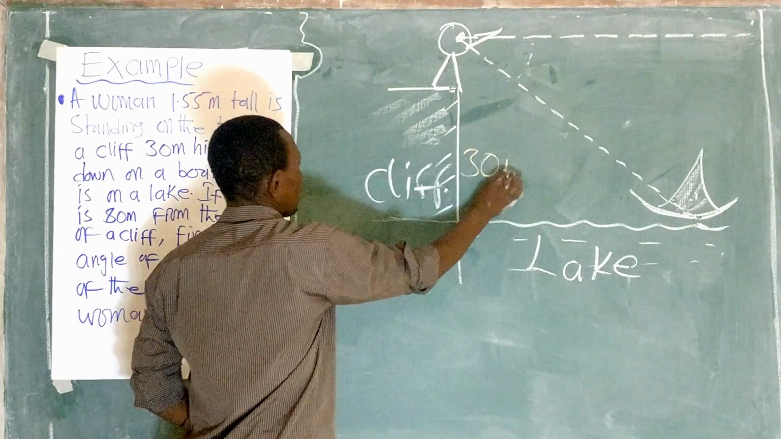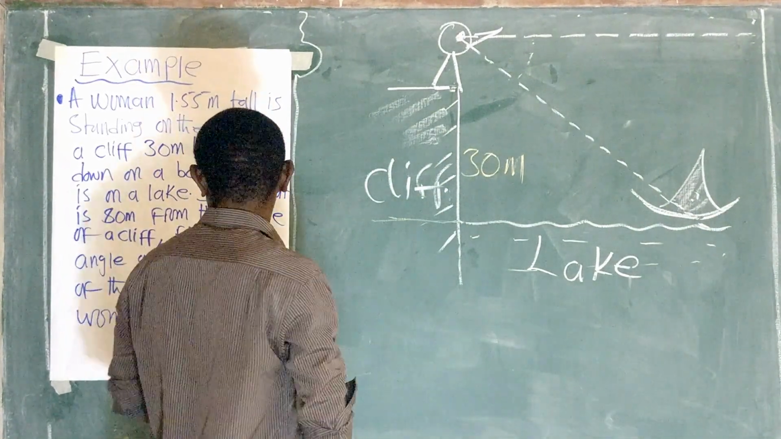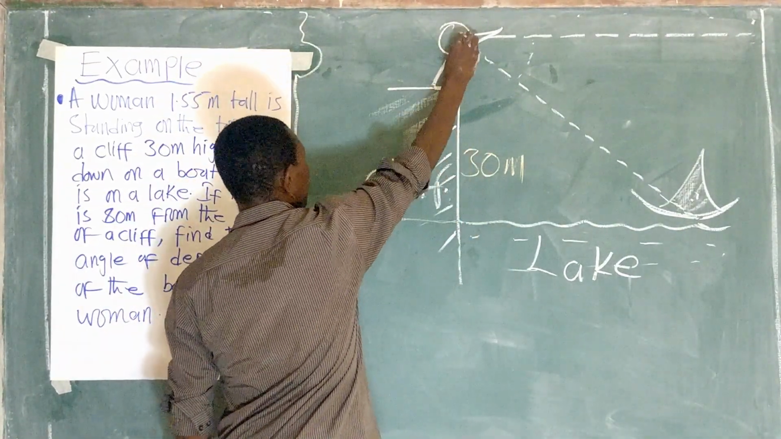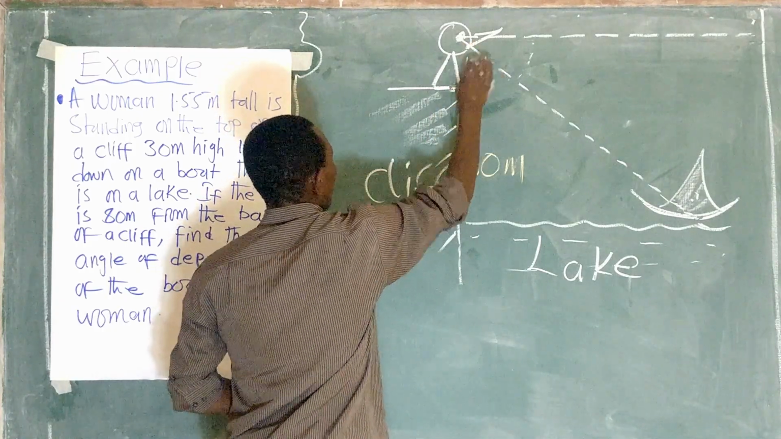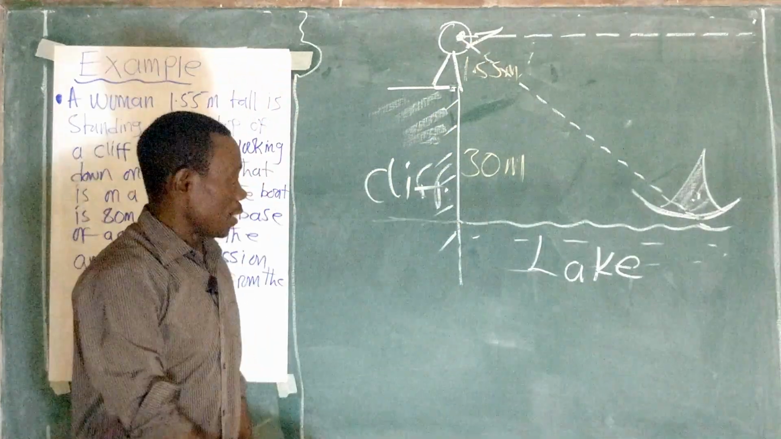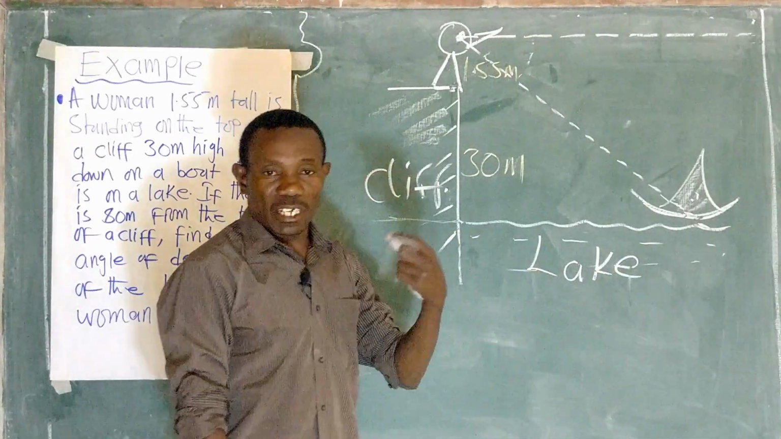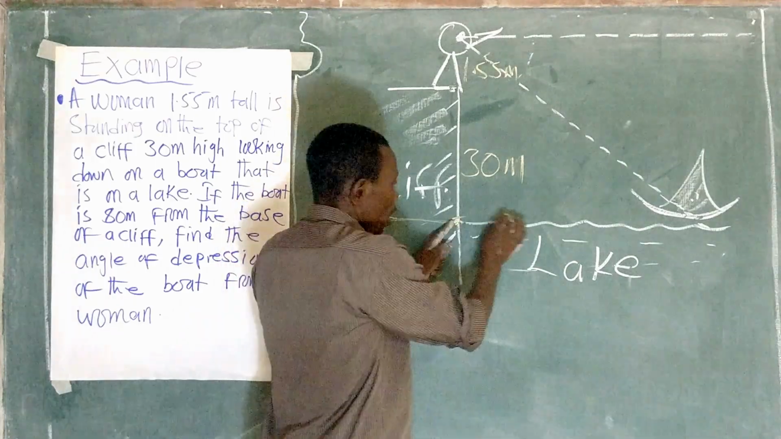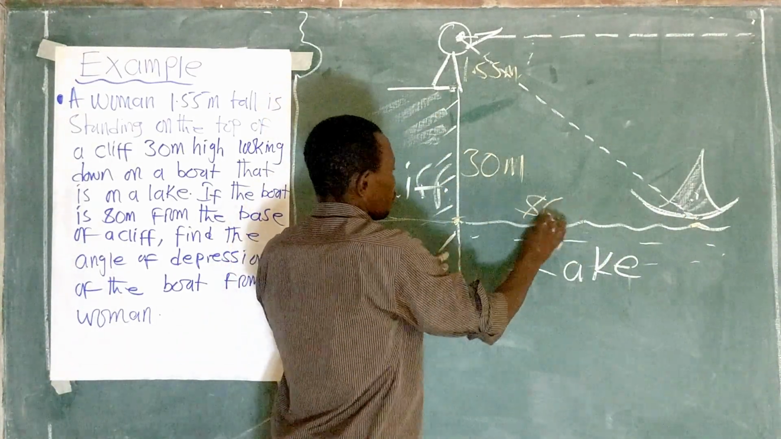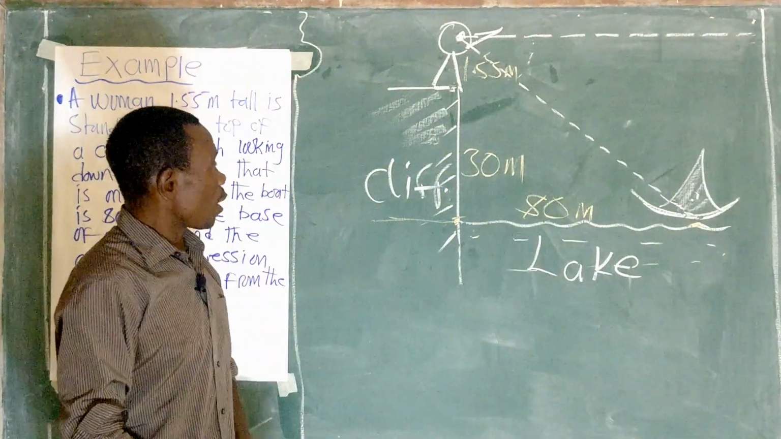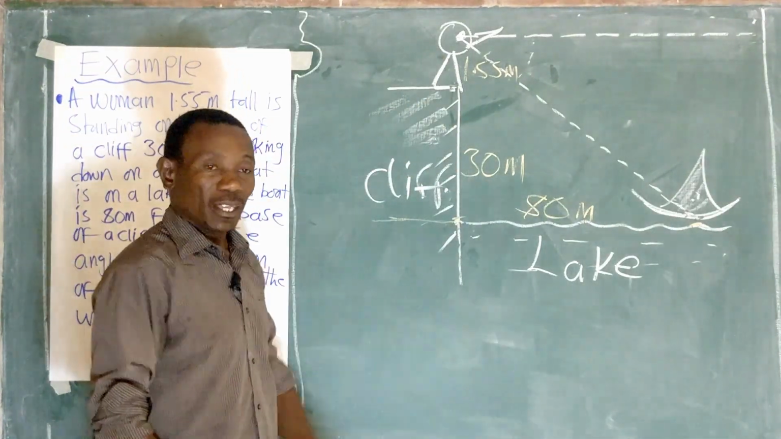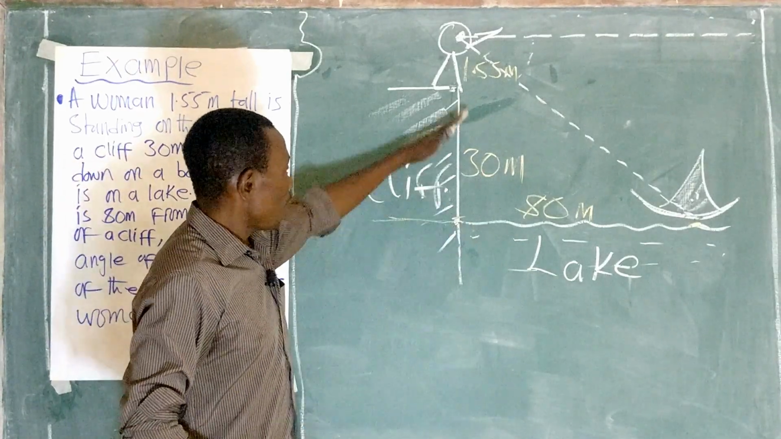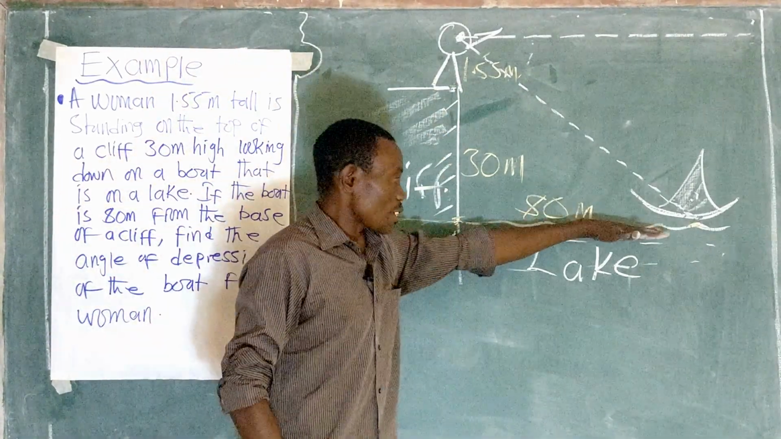So you can take this one as 30 meters, but the woman is 1.5 meters tall. That is to say, from the foot up to the eye, that is 1.5 meters. Right. But the boat is 80 meters from the cliff. So it means from here up to that, the distance referred to is 80 meters. Now when we talk of the height of the cliff, definitely we're referring to the height that is perpendicular to the ground level. So the height of the cliff is perpendicular to the surface of water.